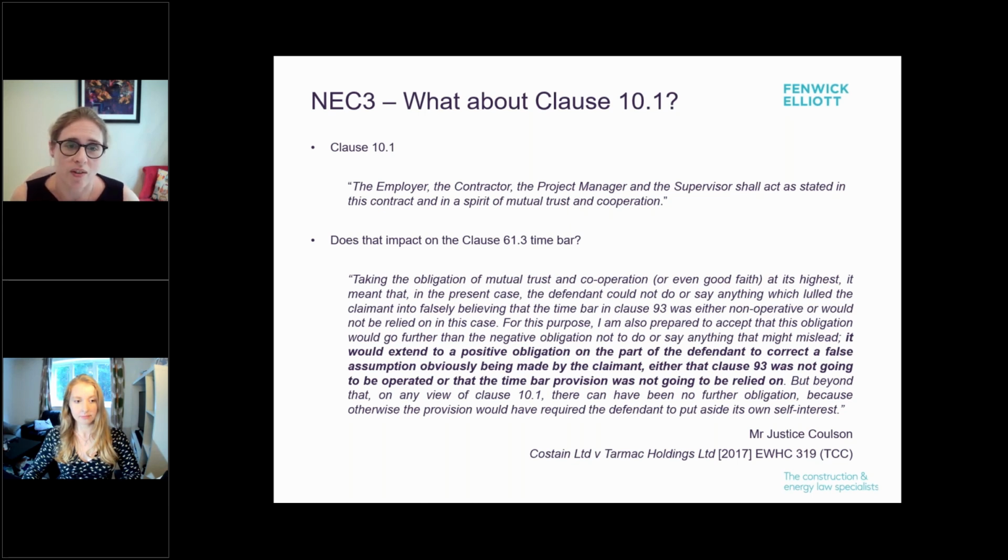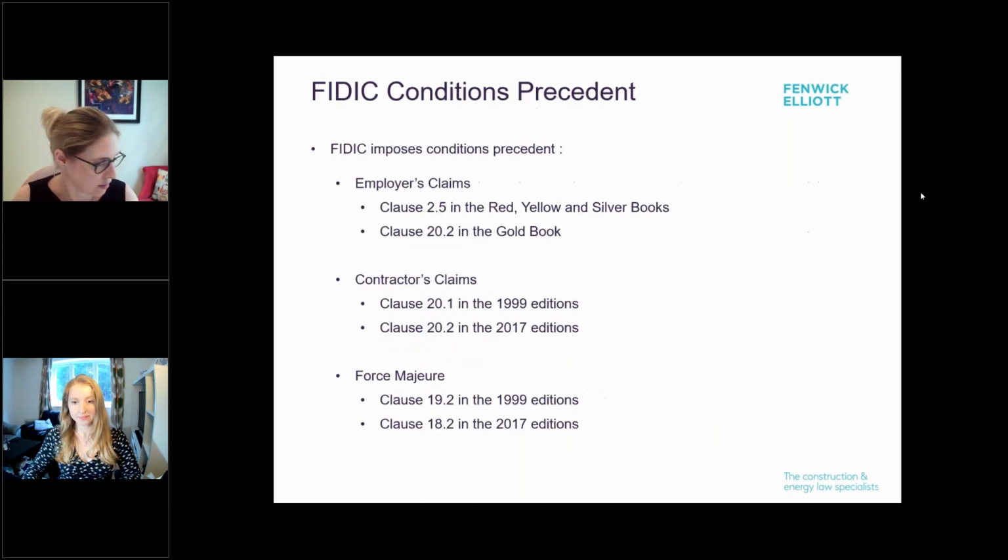So moving on to FIDIC, Rebecca. Thank you. So in discussing FIDIC, we're going to be focusing on the 1999 form, given that is the most prevalent still in terms of its use, but also in terms of consideration by the courts for the cases that we're going to be looking into.